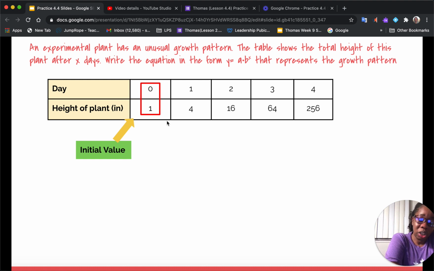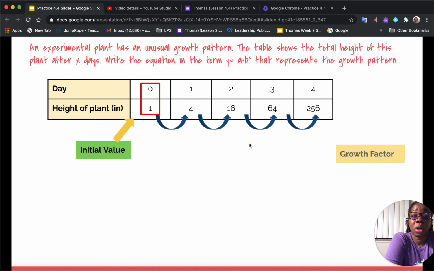And then we want to check out the growth pattern. So how are the output values in this table changing? We're going from 1 to 4, 4 to 16, 16 to 64. What are we multiplying by? What is the constant growth factor? If we look at those numbers carefully, 1 times what makes 4? That's 4. 4 times what makes 16? That's 4. So our constant growth factor in this case is going to be equal to 4.